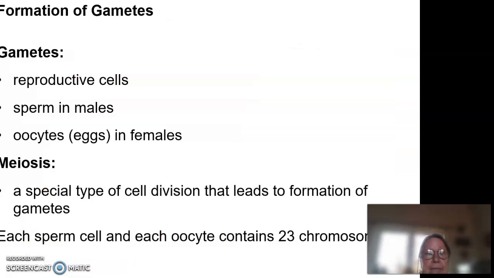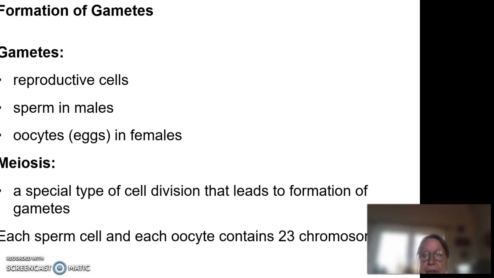Formation of the gametes: they reproduce cells, sperm in the males and eggs in the females. So the eggs, or oocytes, and the sperm are gametes. What you need to know is the difference between meiosis and mitosis. Mitosis with a T is about general cell division. Meiosis, with an M-E-I, is specific to the reproductive system.